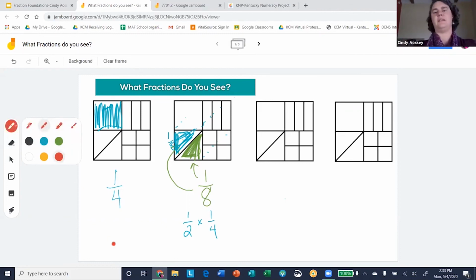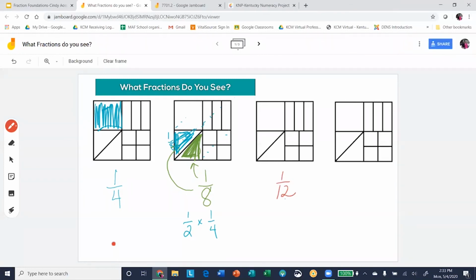I like those different ways to see fractions in here. I see 1/12. Tell me where you're seeing the 1/12. It is on the top right, one of those sections of that top right square. Cool. And again, tell me your justification. How do you see it? Why do you know that's 1/12? Because it would take 12 of them to make the whole big square.